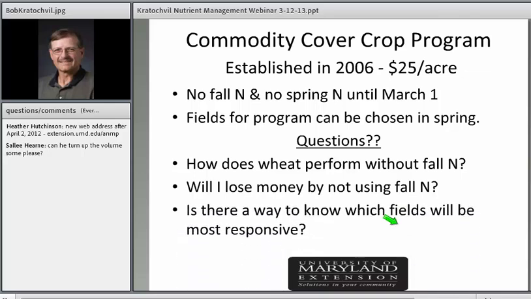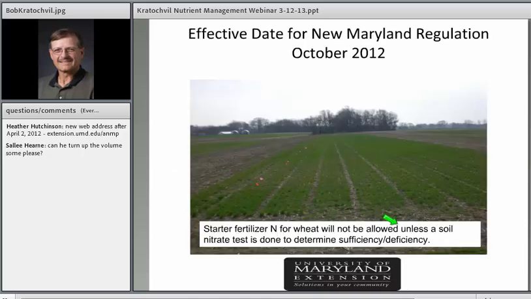And is there any way to know which fields would be the most responsive? Is there some sort of a test that can be used to identify those particular fields? As you all are probably aware, effective last October, there was a new regulation regarding the use of nitrogen in the fall for small grains. And that regulation states that starter fertilizer nitrogen is not allowed unless a soil nitrate test is done to determine the sufficiency or the deficiency of the soil.